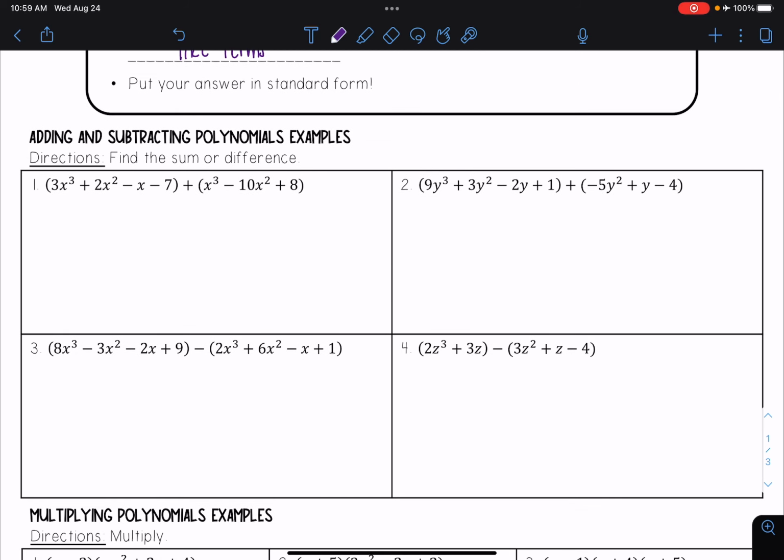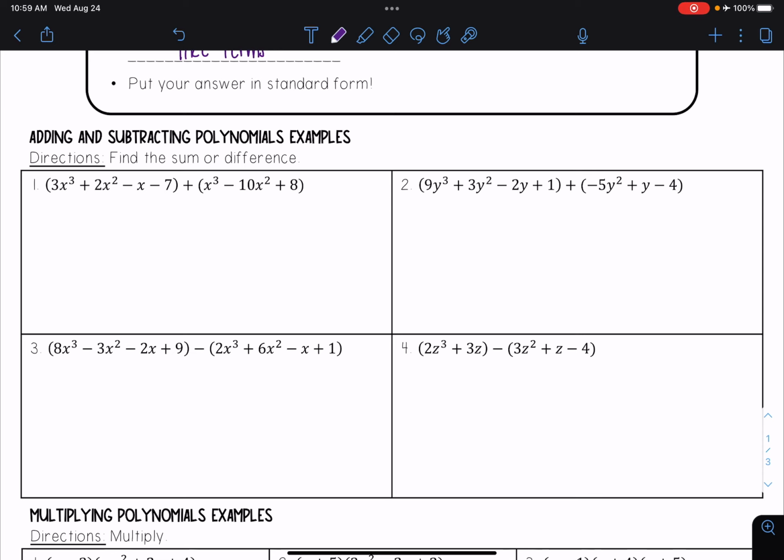So let's do some practicing of this. I'm going to go ahead and show you two different ways that you can add, subtract polynomials. The first way is to add them vertically. And so what I'm going to do is I want to take this second polynomial and write it underneath the first one and put my like terms together in order to add it.